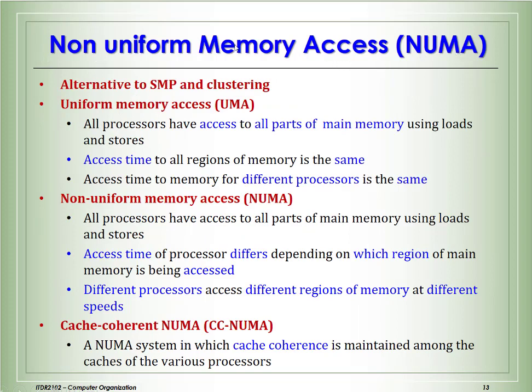Non-uniform memory access, here, NUMA. Actually, multiprocessing can be categorized into three shared memory models. One is the uniform memory access model, another is the non-uniform memory access model, and the third is the cache coherent NUMA model. So these three are the models of multiprocessing with shared memory. NUMA is actually the alternative to the SMP and clustering models.